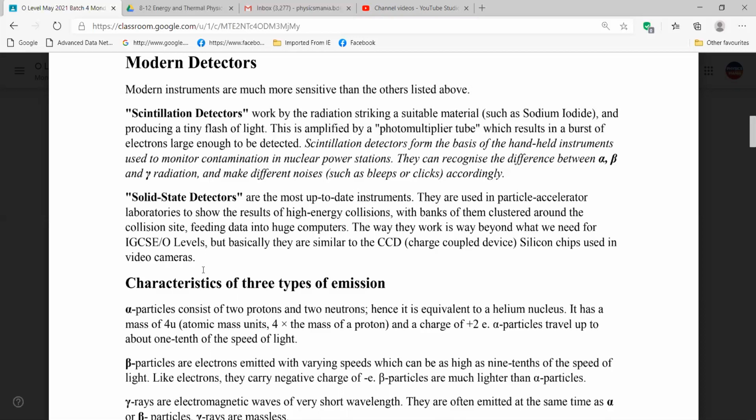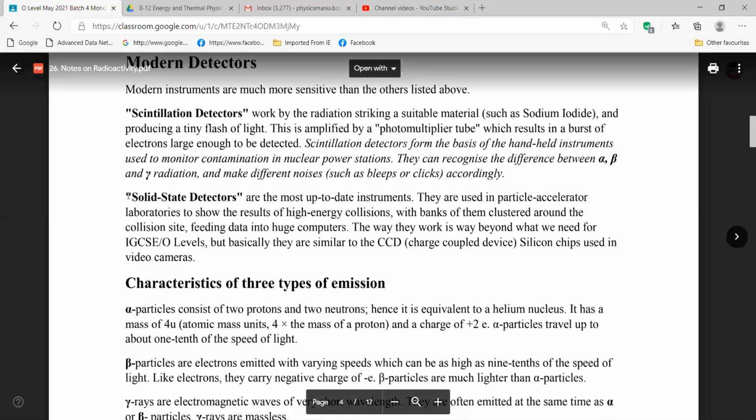So here you do not need to write anything. You just write the name of the detectors, solid state detectors. That's it. Is it clear?